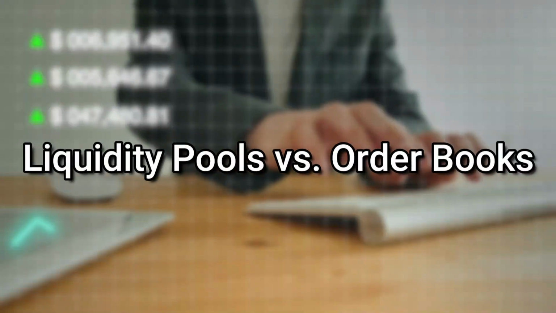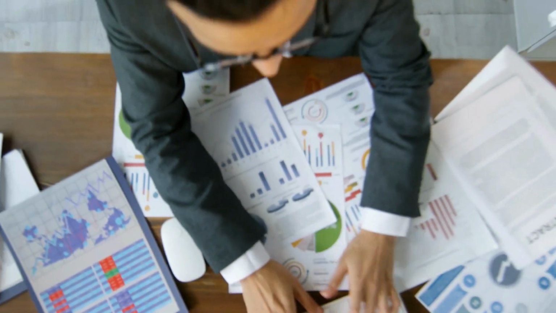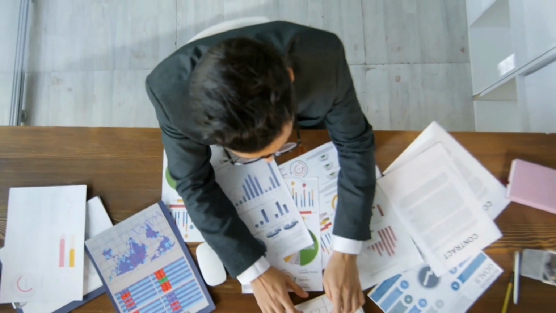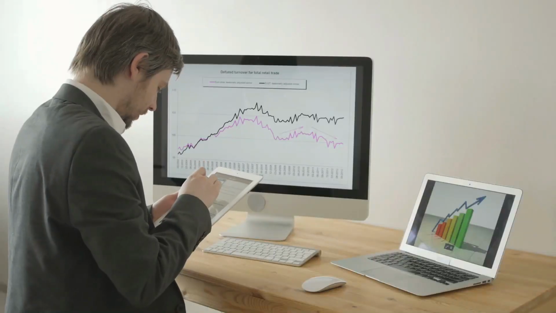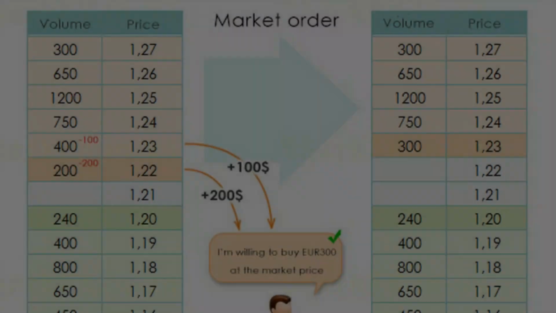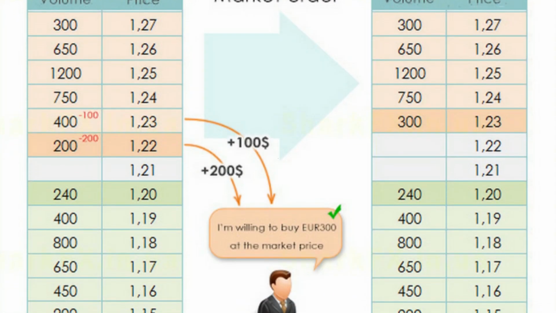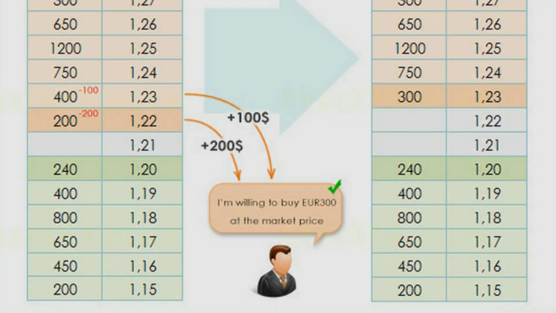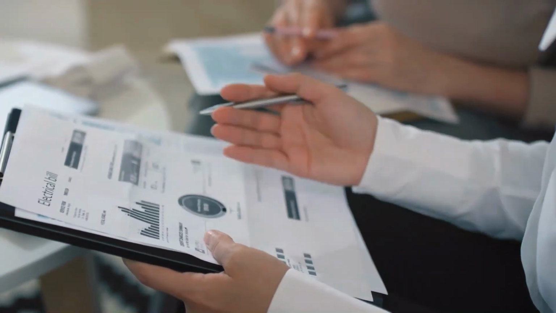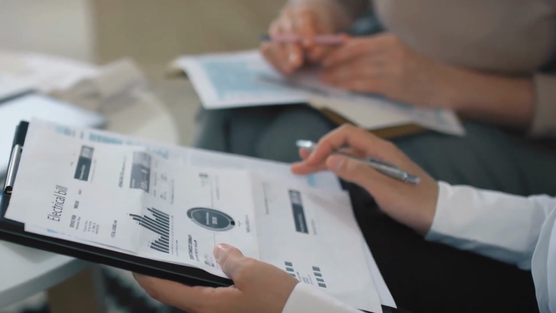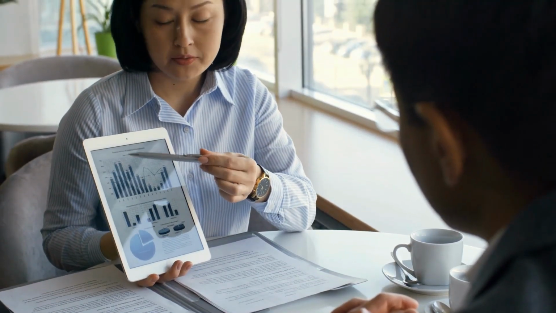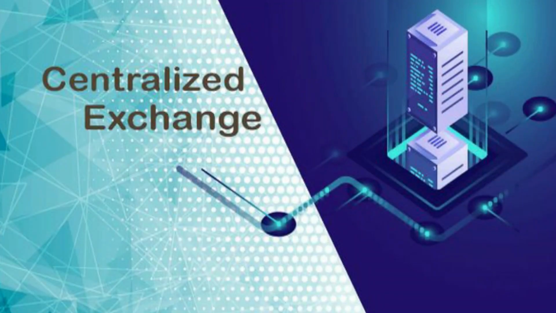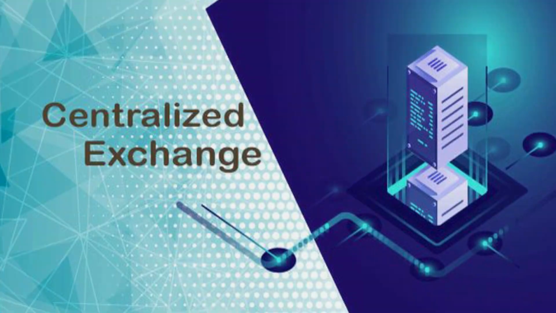Liquidity pools versus order books. To understand how liquidity pools differ, consider the order book, the fundamental building element of electronic trading. Simply explained, the order book is a collection of all open orders for a specific market. The matching engine is the system that matches orders with each other. The order book, together with the matching engine, is the heart of every centralized exchange, or CEX.